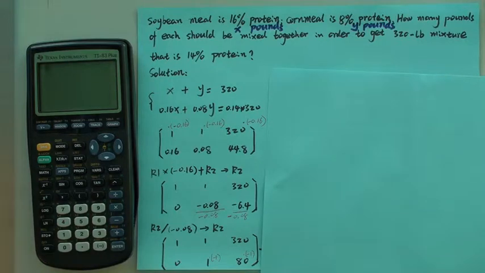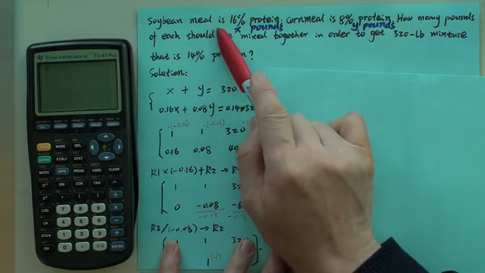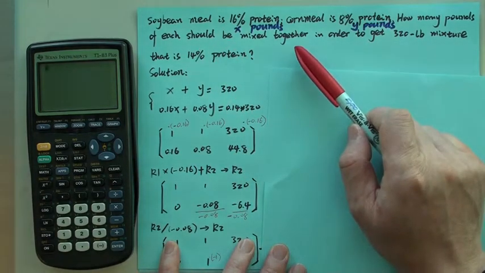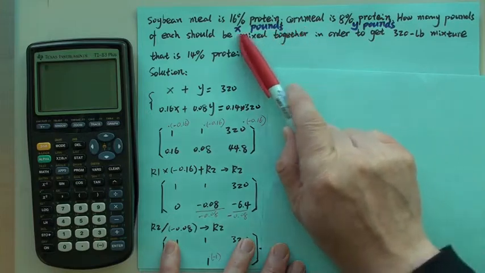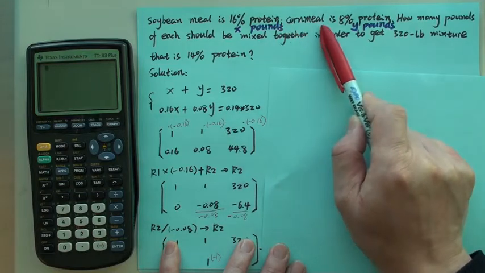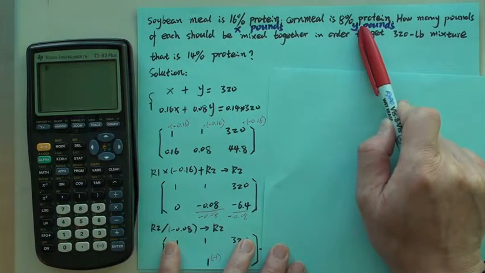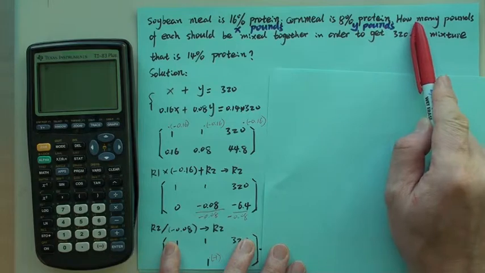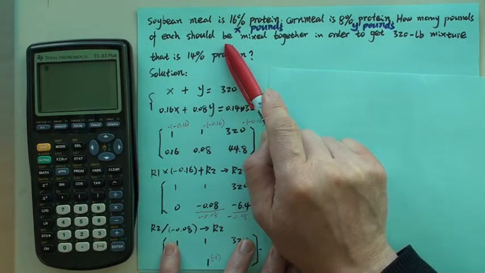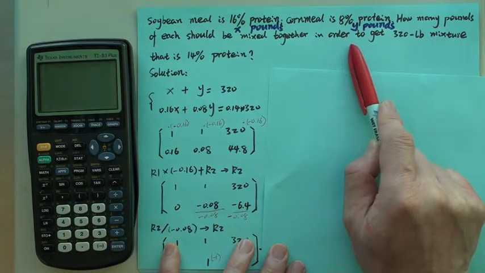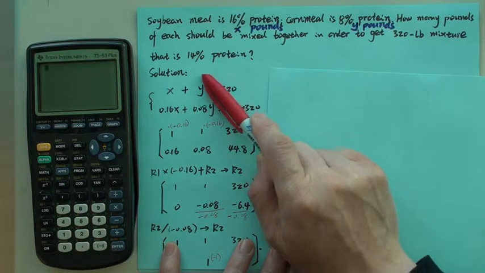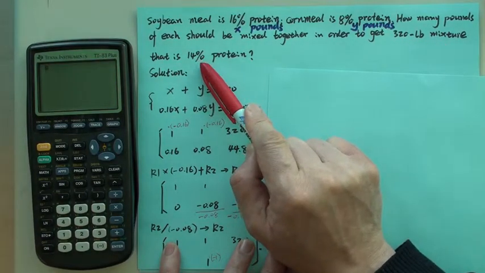In this lecture, we will talk about a story problem, which is the application of linear system of equations. Soybean is 16% protein, and cornmeal is 18% protein. So, how many pounds of each should be mixed together in order to get a 320 pound mixture that is 14% protein?